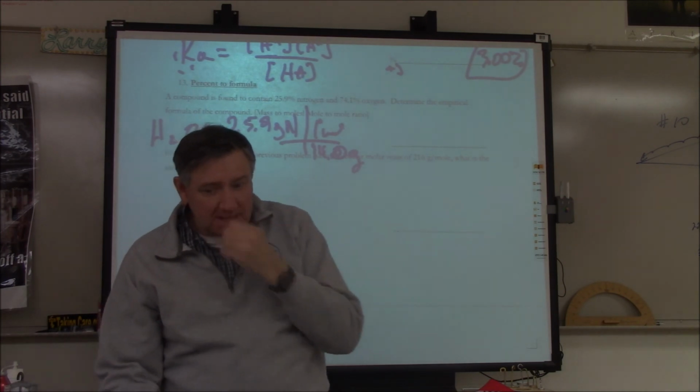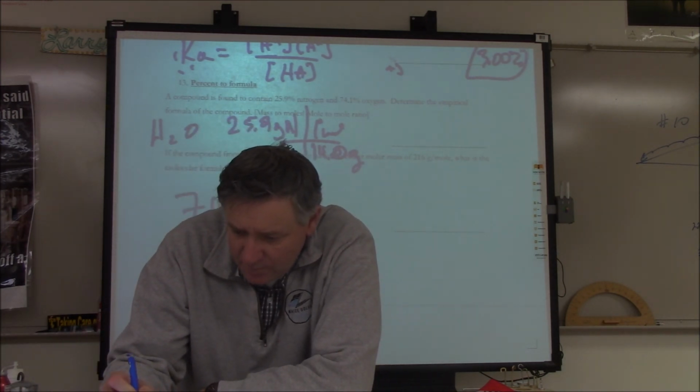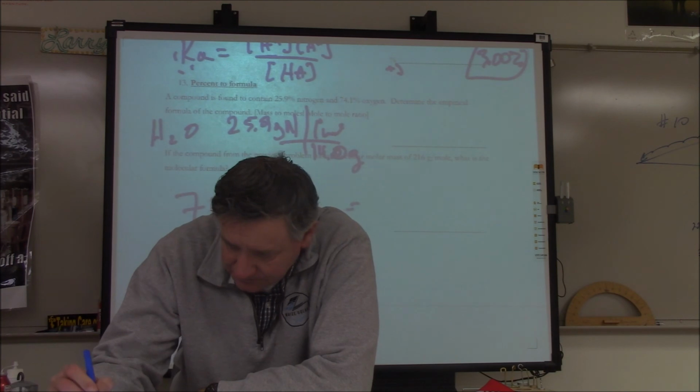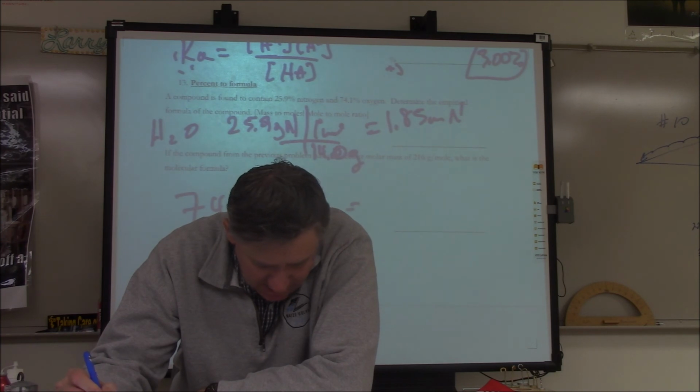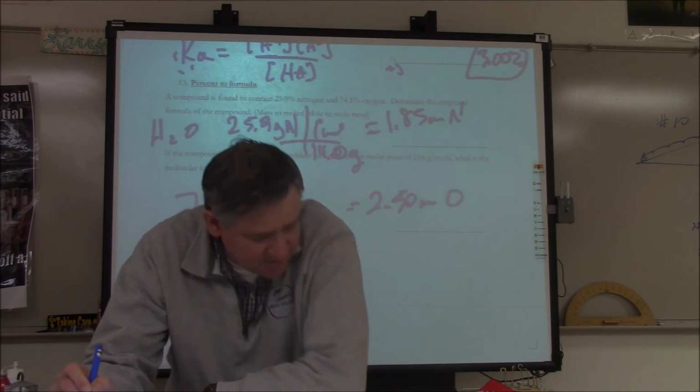And then you're going to do the same thing with the oxygen. So you're going to take the 74.1 grams of oxygen, divide that by 16. So with this one you get 1.85 moles of nitrogen, and you get 2.50 moles of oxygen. Okay?